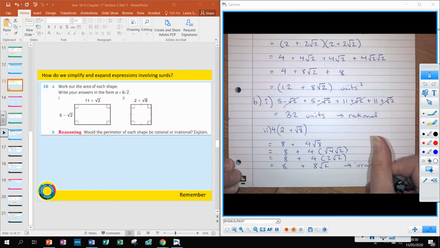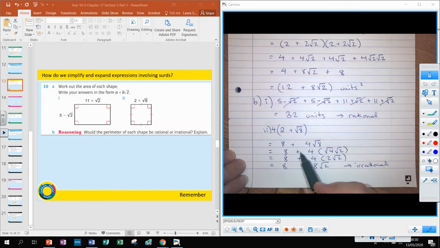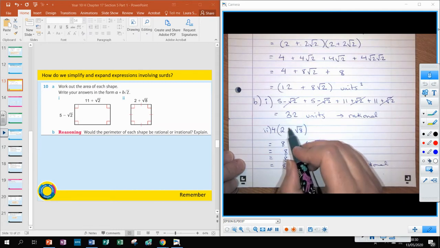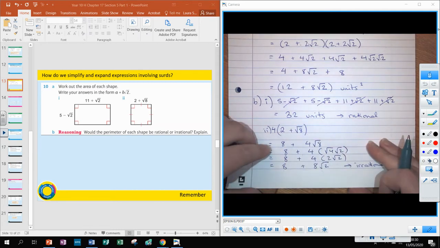And that's because of the surd. Okay, and that's how we would explain it. We would then write a sentence stating that due to the surd here being added to the normal number, it causes it to become irrational. And in this case, it's just a whole number, and therefore it's rational.